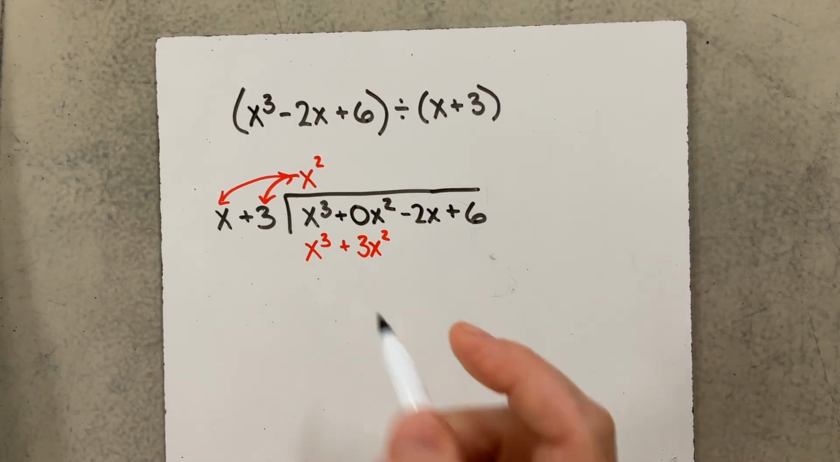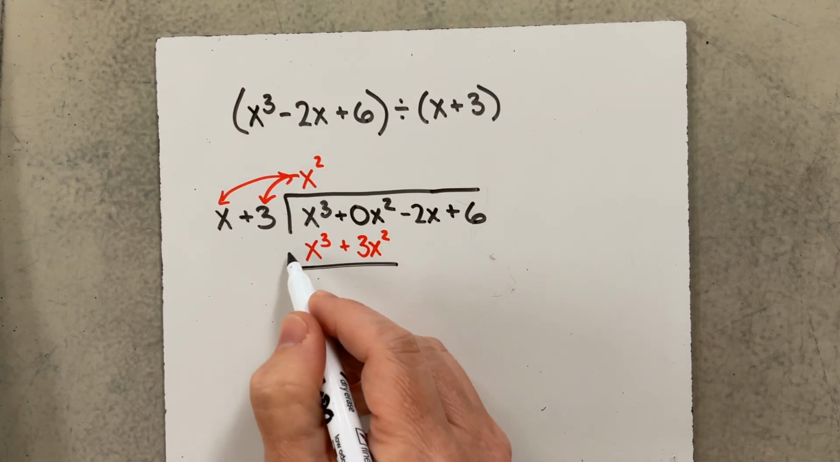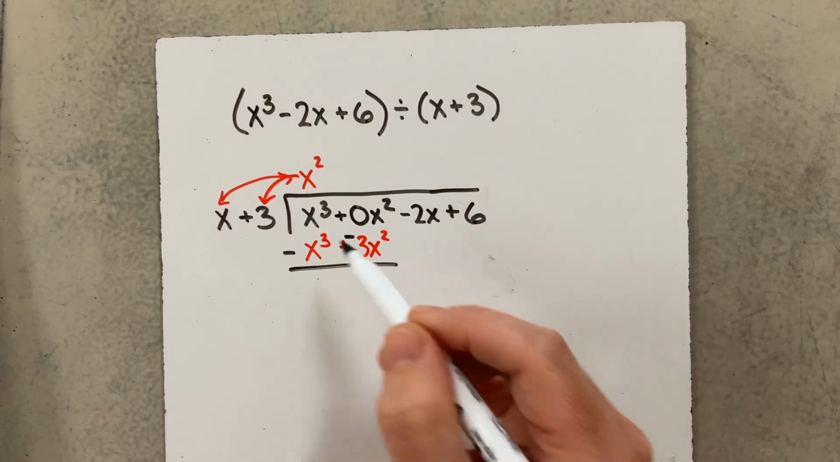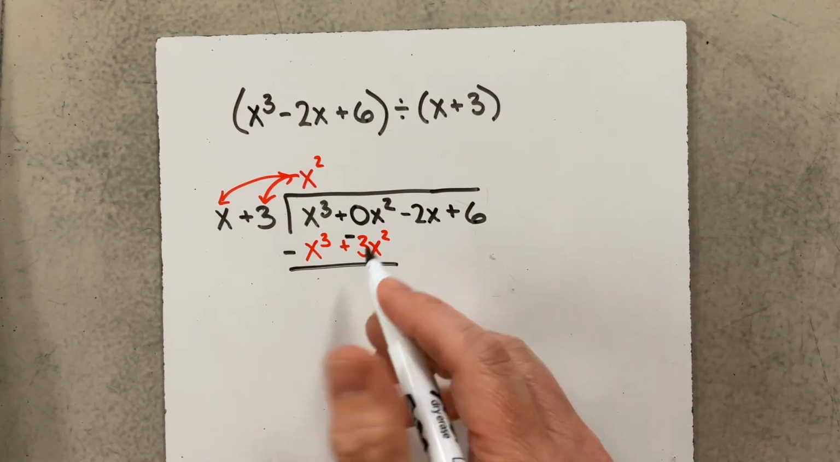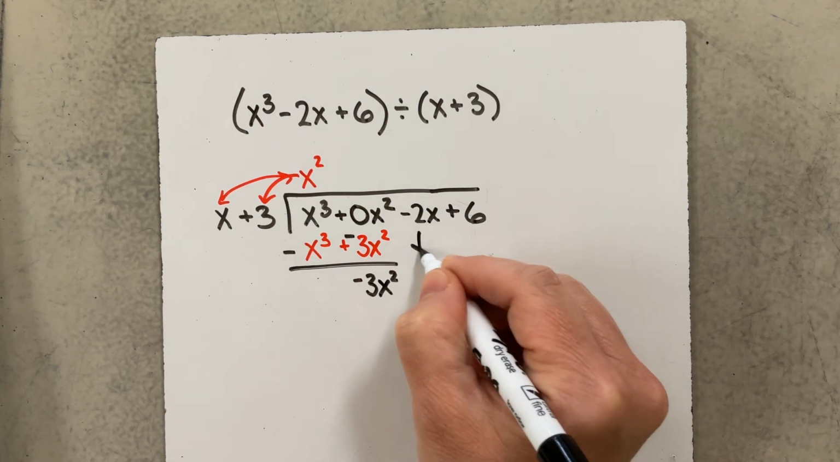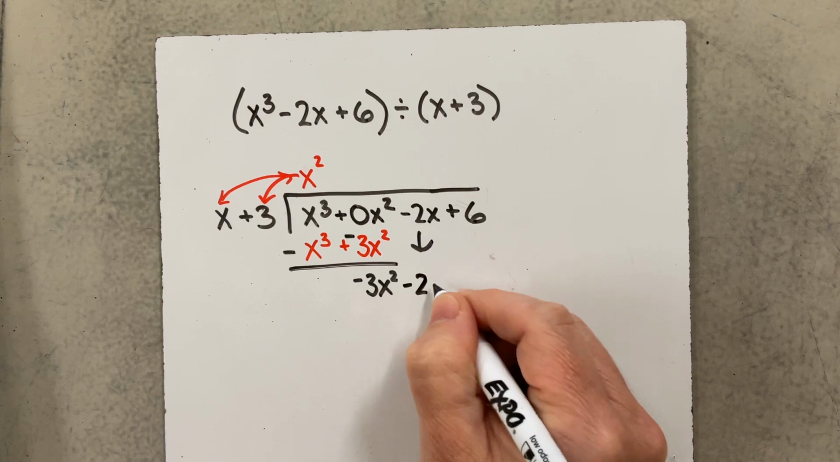Okay. Our next step is subtraction. We multiplied, now we're going to subtract. So I'm going to just go through and change the signs. Those go away. 0 minus 3x squared is negative 3x squared. I'm going to bring down the minus 2x, negative 2x.